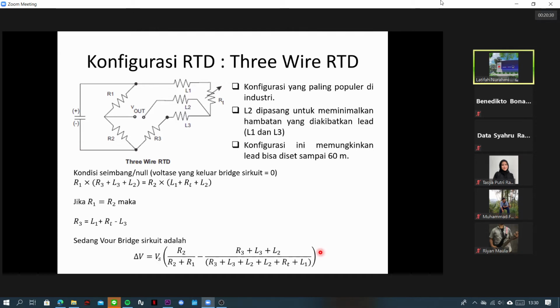In active instruments, it means we need to generate electricity first. We need to generate some voltage to get the results or to measure something. So this RTD is one kind of active instrument, while a passive instrument is like a thermometer, like the one you use in the hospital. So we don't need another source to measure something.